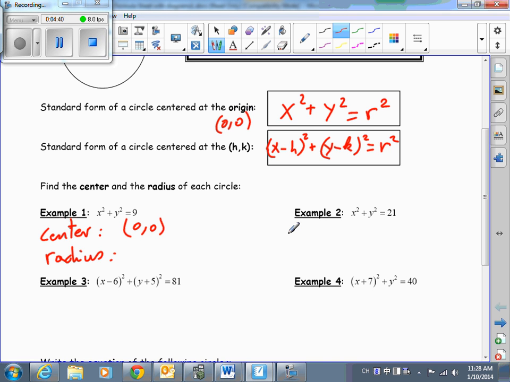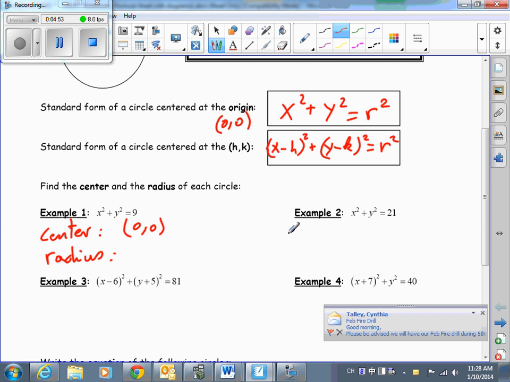Center at the origin, then the equation looks like this. If it's not centered at the origin, now you flip the sign of whatever is associated with the x, that is the x value of the center. Whatever is associated with the y is the y value of the center. Just make sure you switch the sign.